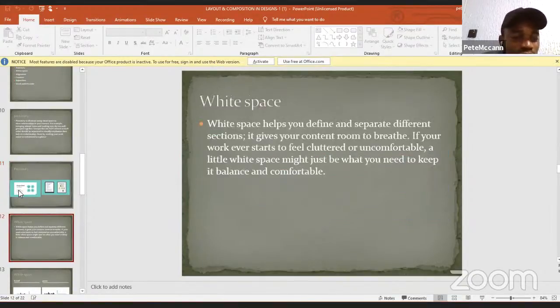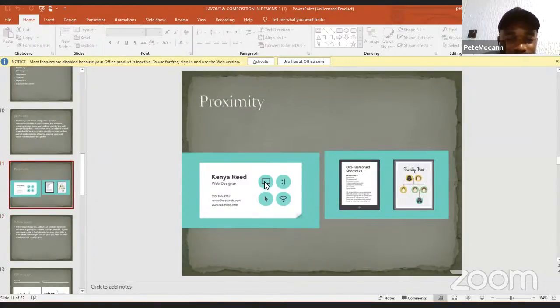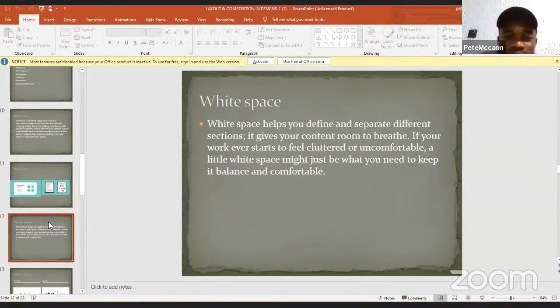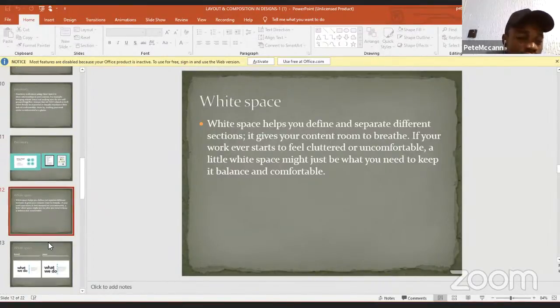Talking about the white space too, look at this place. There is white space being used properly. Everything is organized so that you can see, okay, you have the name, you have the icons, you have the small text. It's been organized and arranged properly and separately for you to see easily. White space helps you define and separate different sections. It gives your content room to breathe. If your work ever starts to feel cluttered or uncomfortable, a little white space might just be what you need to keep it balanced and comfortable.